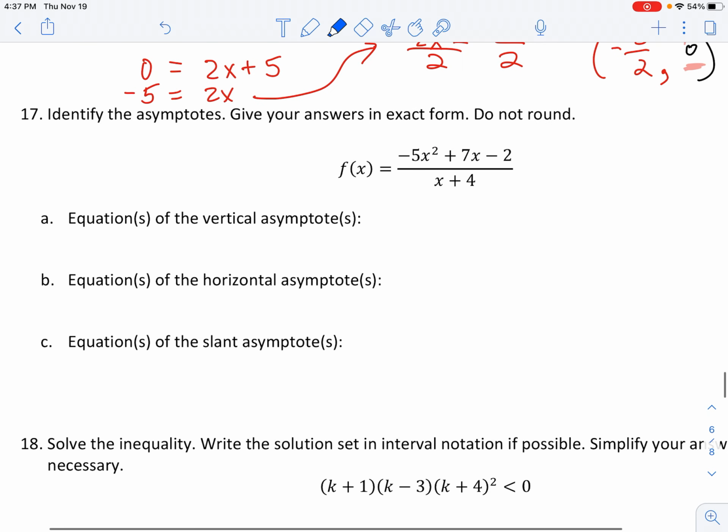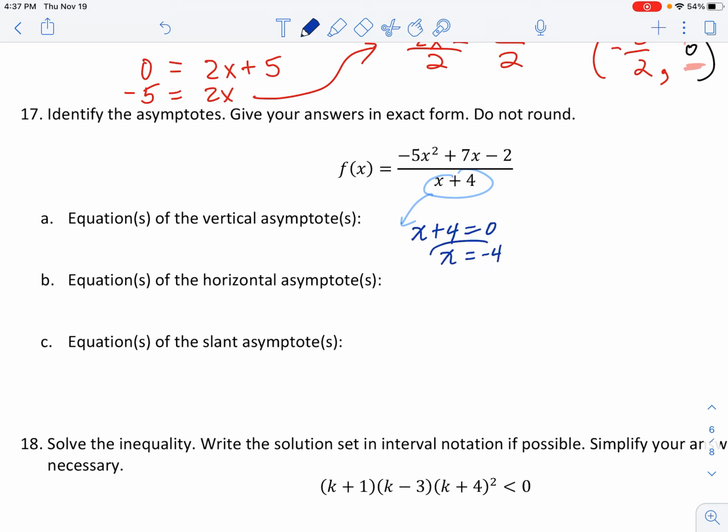Remember, vertical asymptote happens when the denominator is 0. So you're going to say x plus 4 equals 0. And if you subtract 4 from both sides, x equals -4 is the vertical asymptote. Yay. All right, now let's do the horizontal asymptote.